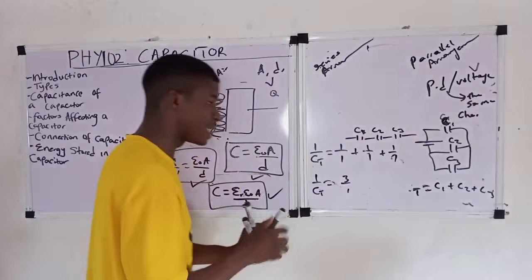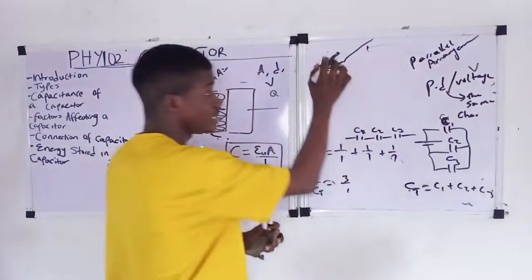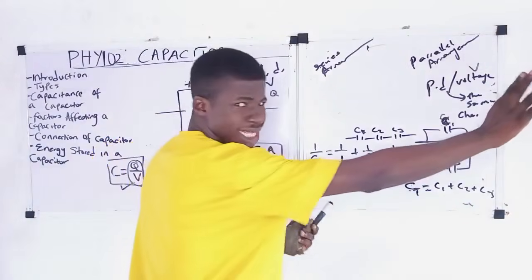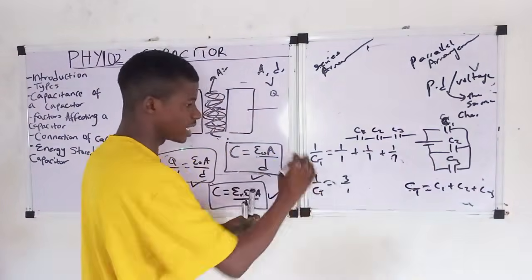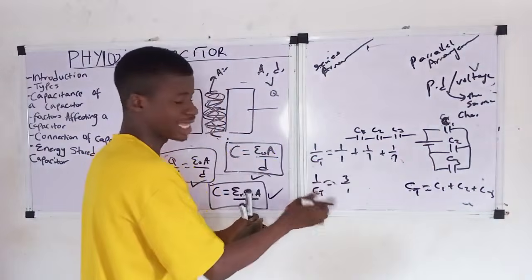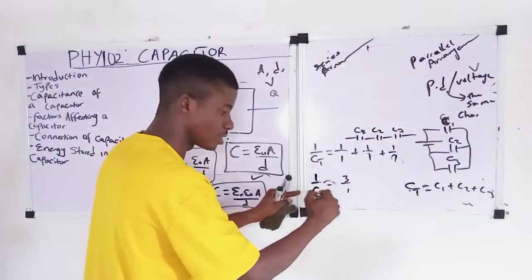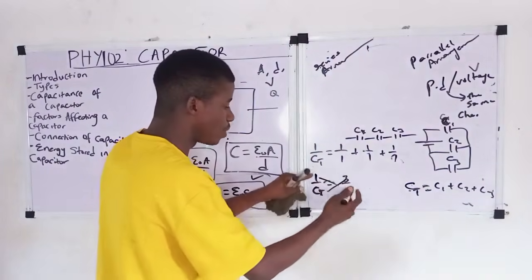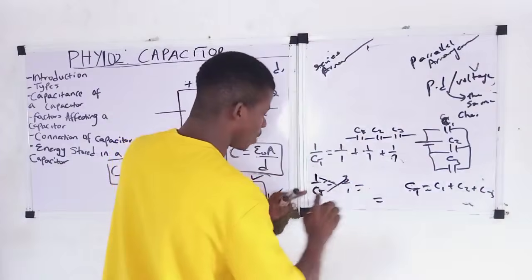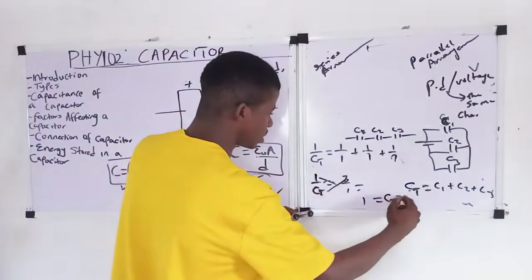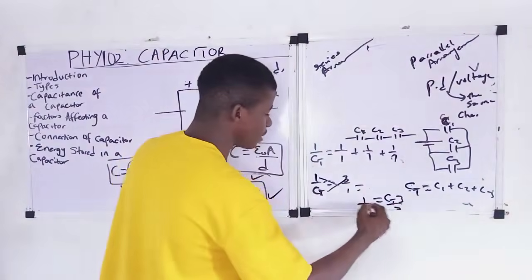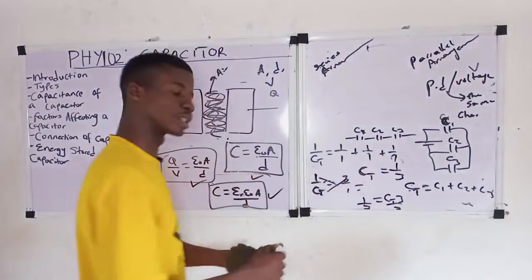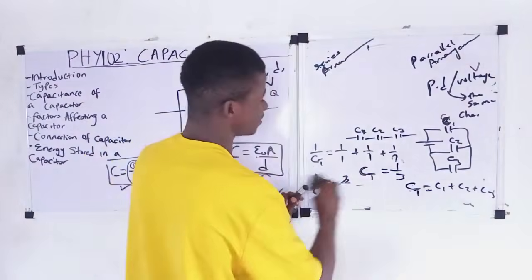No. We cross multiply. I'm just telling you that this is in series arrangement, unlike in parallel arrangement, where you just add directly. In series arrangement, when you do everything, you arrive at this. We are not looking for 1 over the total capacitance, we're looking for just the total capacitance. So what are you going to do? Cross multiply. 1 times 1 gives us 1. Then divide by 3. So the total capacitance in this scenario will be 1 over 3. So be careful.